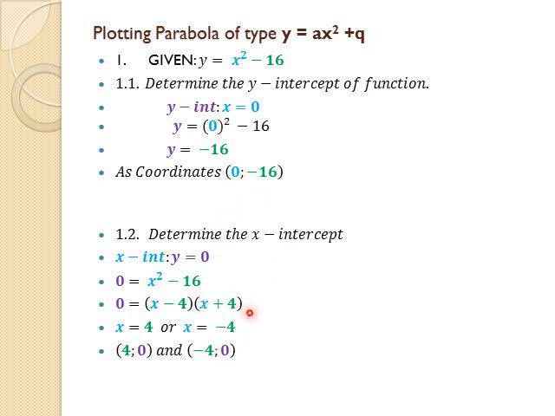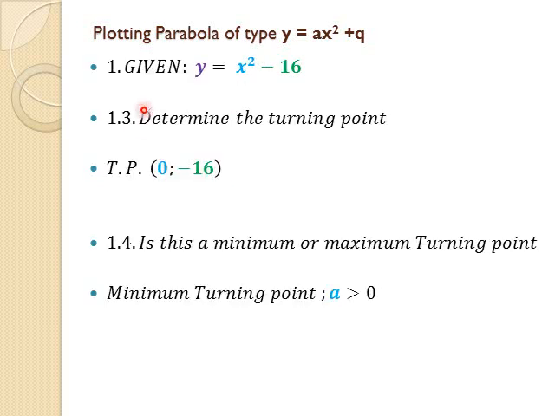Right, we can't plot the parabola without a turning point. So next, determine the turning point. So straight away, if it's a difference of two squares, the turning point and the y-intercept are the same point. So there's (0; -16).